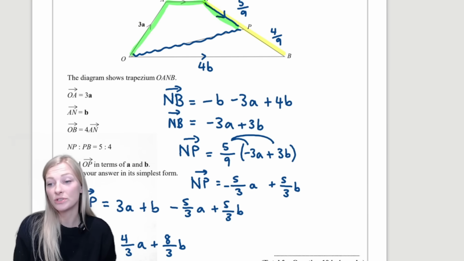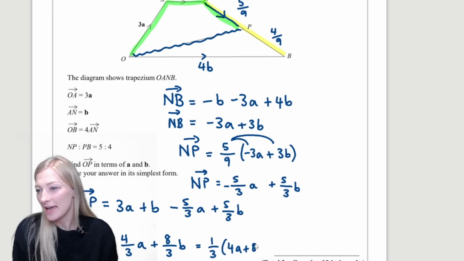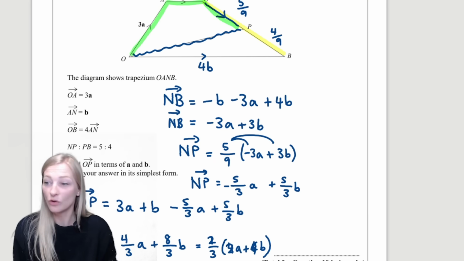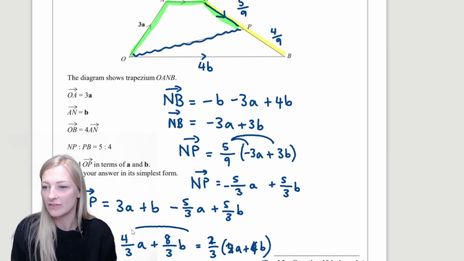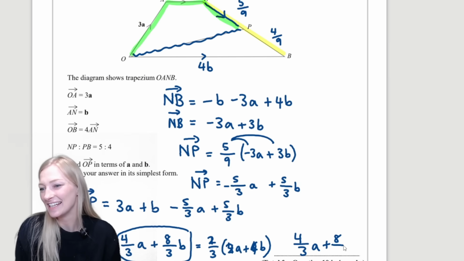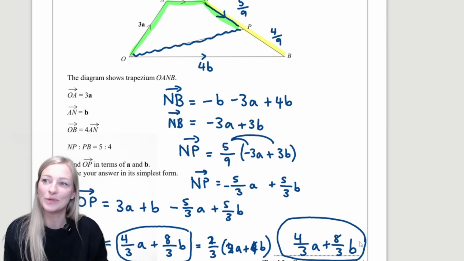You could, if you wanted to, bring the third outside. So you could say that's the same as 1/3, 4A, add 8B. You could even bring 2/3 outside, actually, couldn't you? And then have it as 2A, add 4B. But you're fine. Just leave it like this. 4/3 A, add 8/3 B. That is my final answer for O to P.